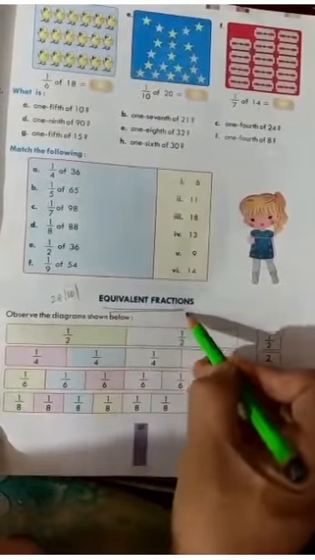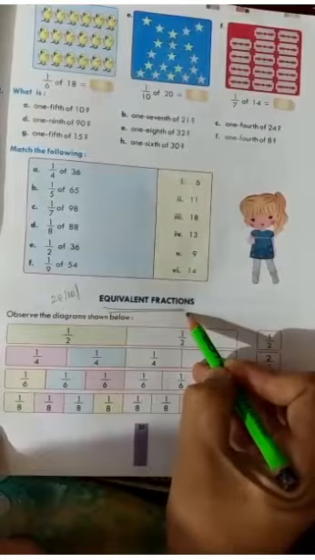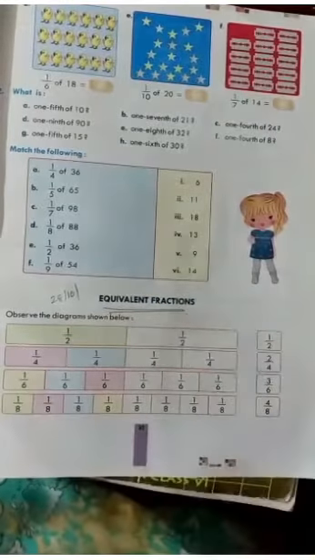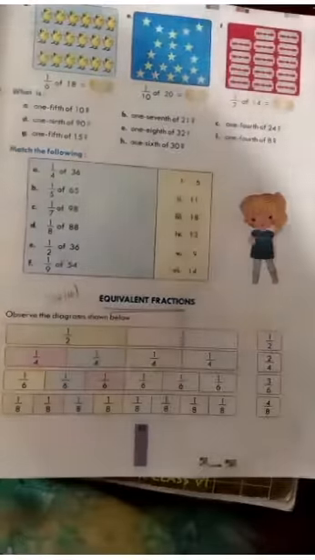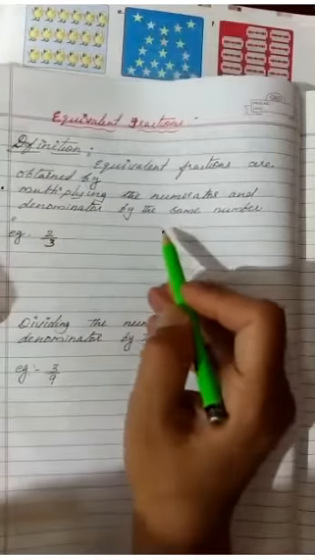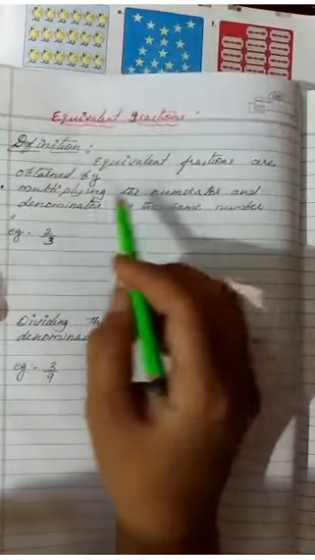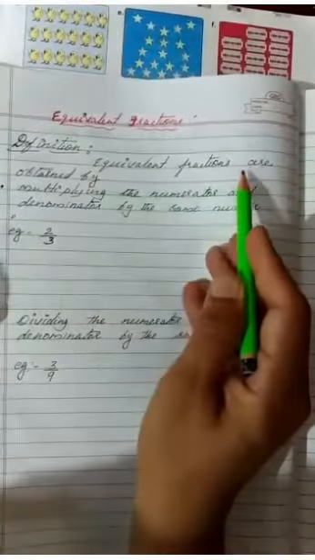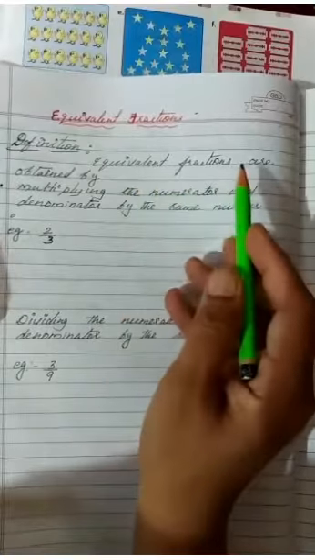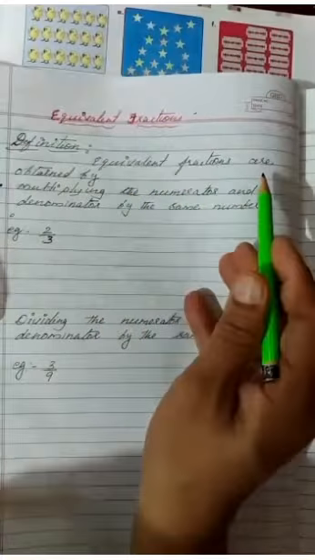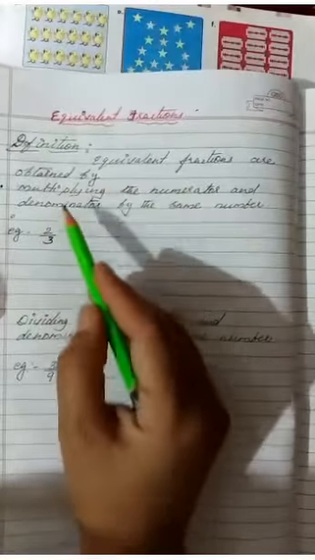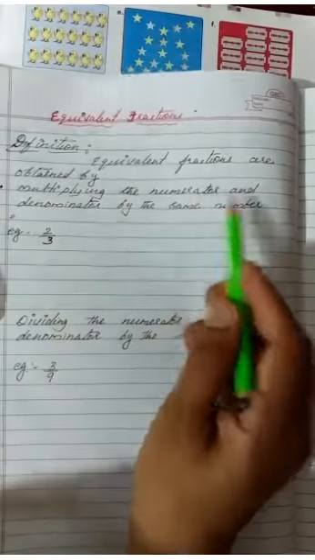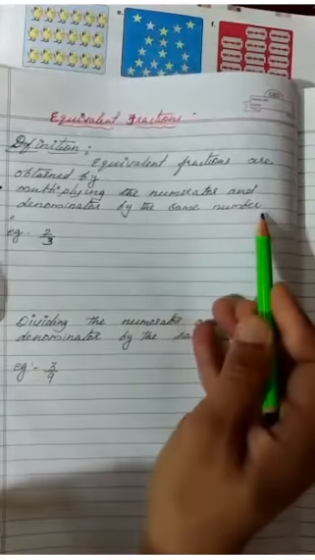What do you mean by equivalent fraction? How will we get an equivalent fraction? When we multiply or divide both numerator and denominator by the same number. So how can we obtain an equivalent fraction? Equivalent means equal fractions. Equivalent fractions are obtained by multiplying the numerator and denominator by the same number.